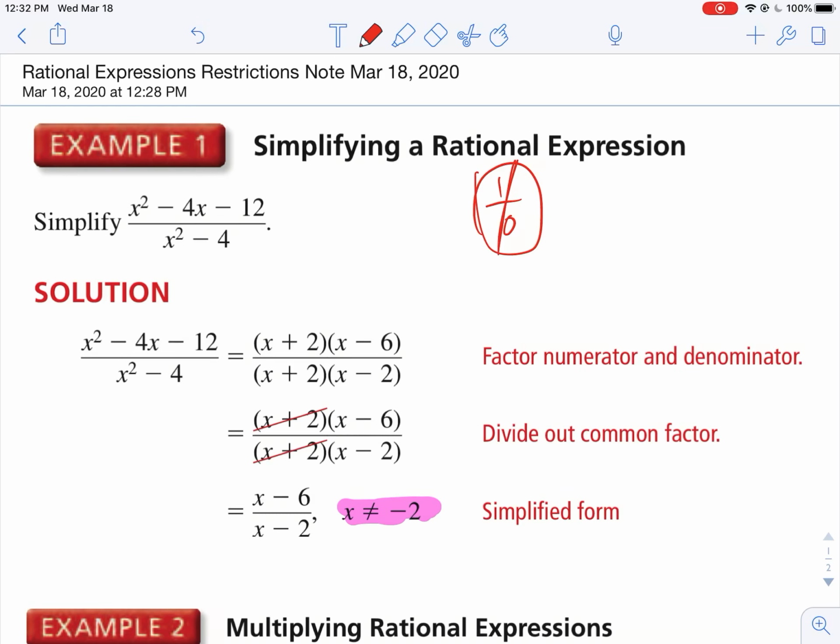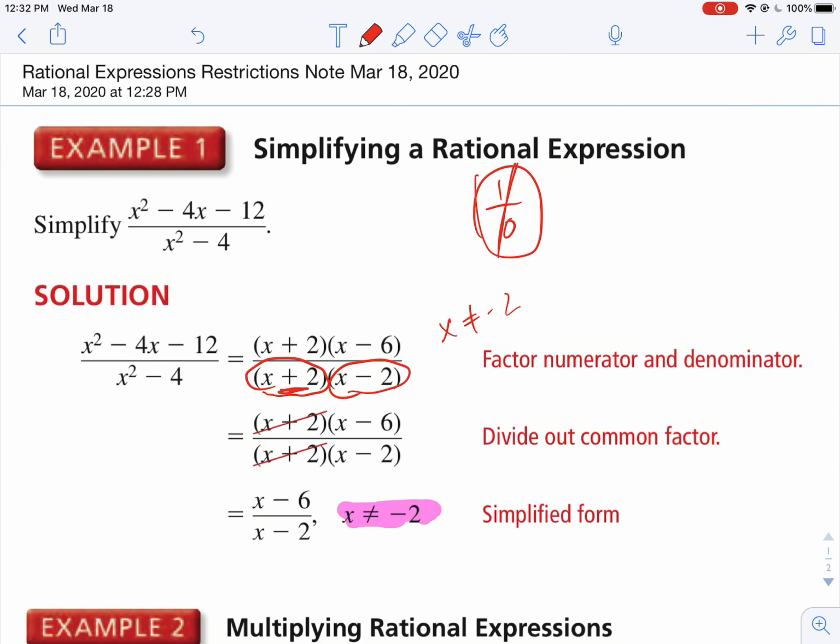This is just something we're not going to allow. So when we look at the original expression, there are two numbers that would potentially make this expression be dividing by 0. If x were equal to -2, obviously it would make this expression 0. And if x were equal to 2, that would be another value that would make the expression equal to 0.